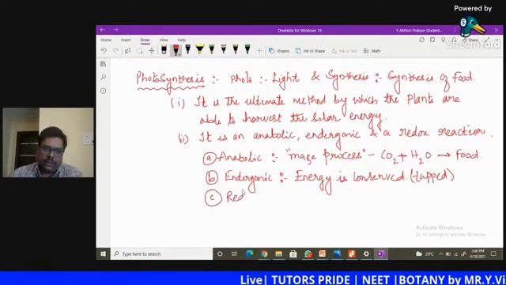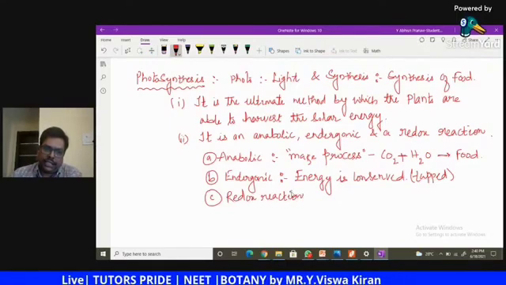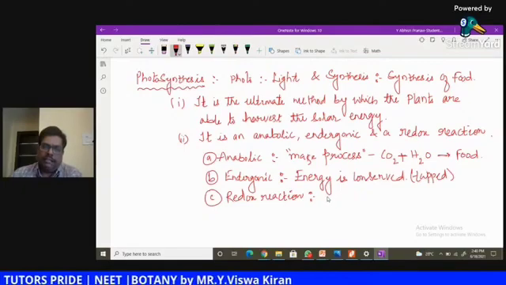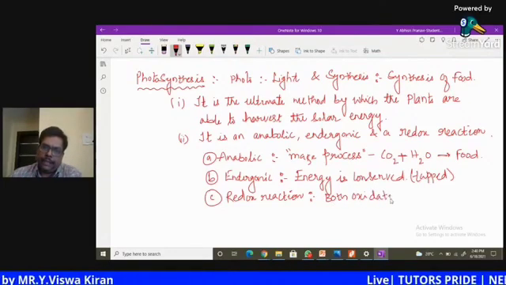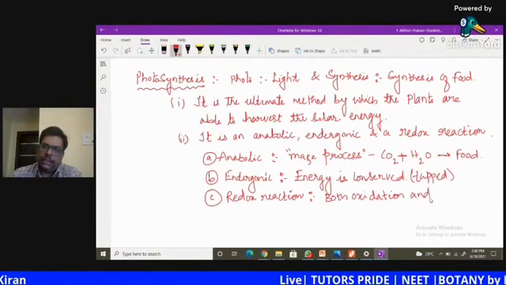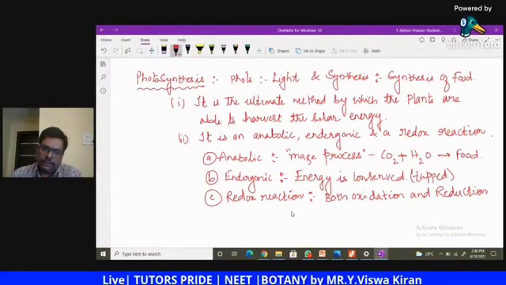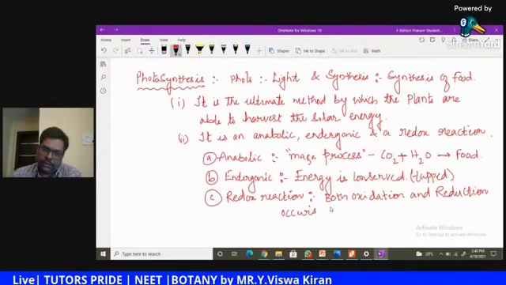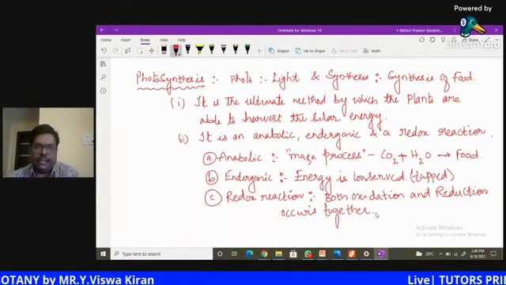So redox, any redox reaction is a basic. What is that redox reaction? A reaction where both oxidation and reduction occur together is called a redox reaction.